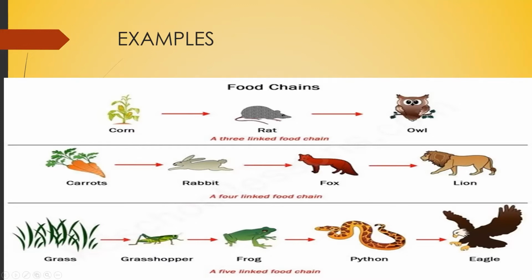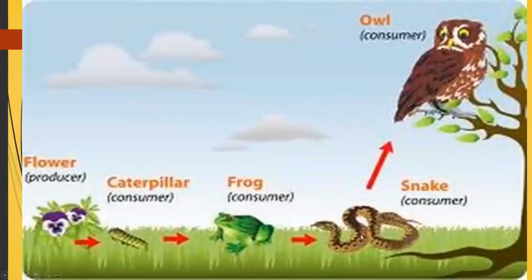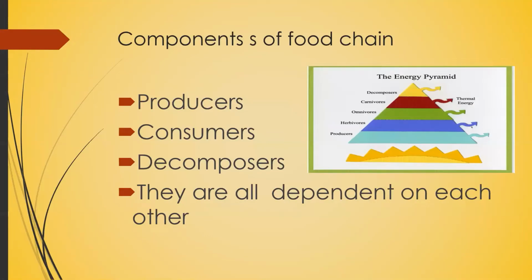The most common food chain is the 5-linked food chain. Grass is eaten by grasshopper. Grasshopper is eaten by frog, and frog is eaten by snake. Here is the next food chain in which the flowers are eaten by caterpillar. Caterpillar is eaten by frog, and frog is eaten by snake, and then snake is eaten by owl. So these are the examples of food chain.